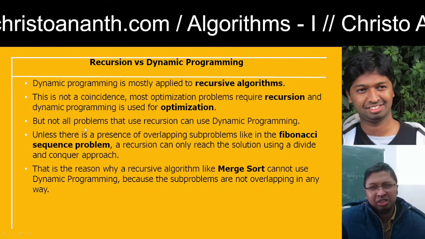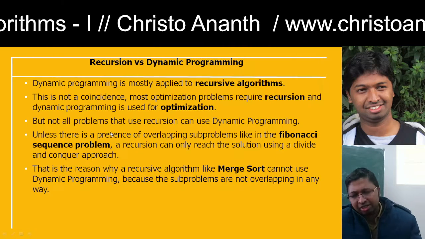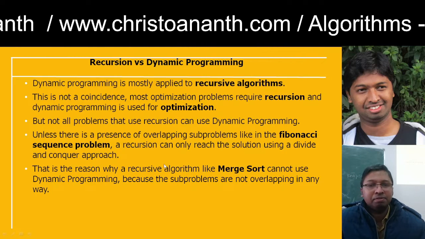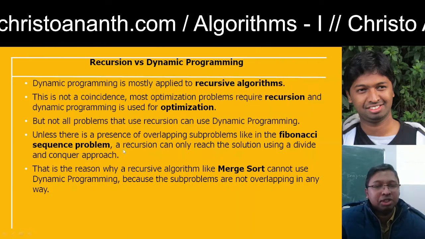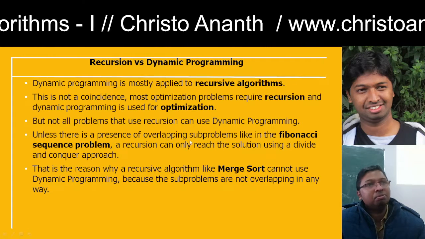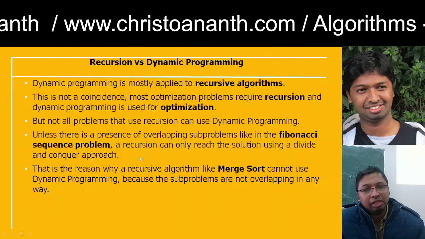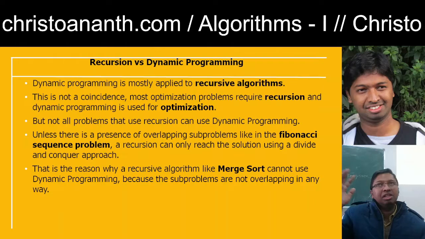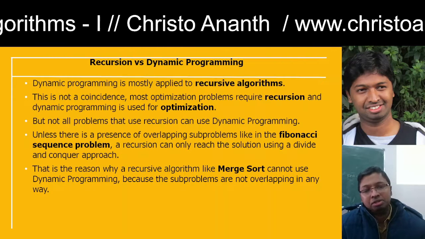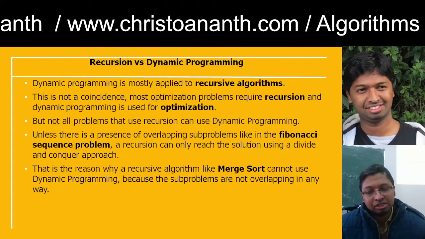So you can use dynamic programming in recursive algorithms even, and you can save the solutions of the subproblems for future use. That is what you call the memoization technique. There is a presence of overlapping subproblems in the Fibonacci sequence problem, so you can go with the recursion technique. Similarly, with the merge sort algorithm, you cannot use dynamic programming because it does not have an overlapping nature.